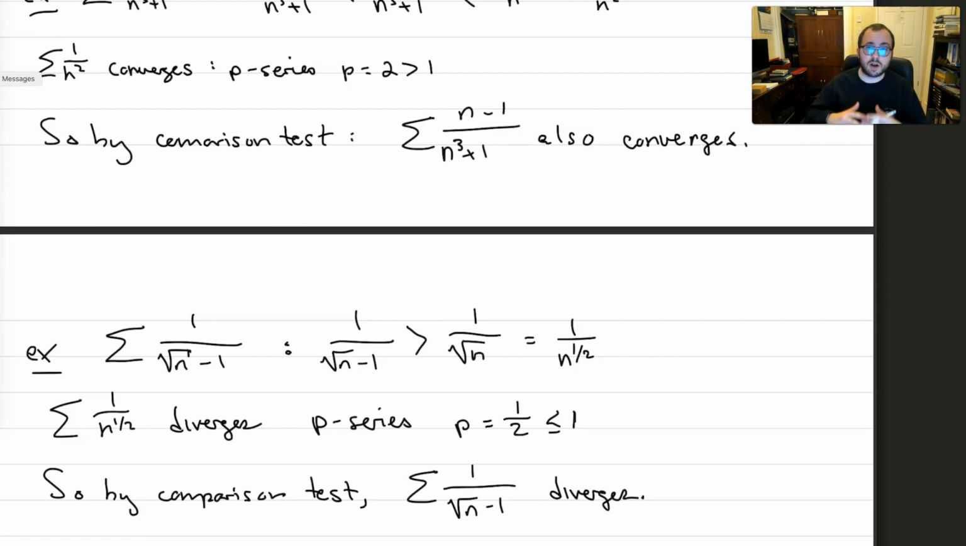Notice that I am starting with what I'm given. I'm transforming it into something. Then I'm making a statement about a comparison series. And then I am clearly saying that I'm using the comparison test or comparison theorem to make a conclusion about the convergence or divergence of this series.